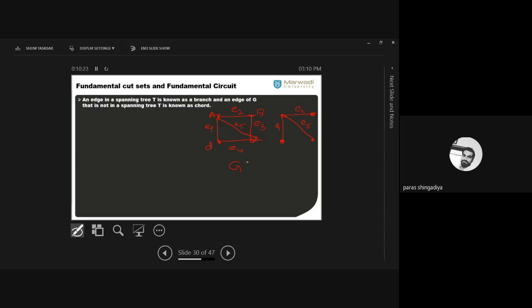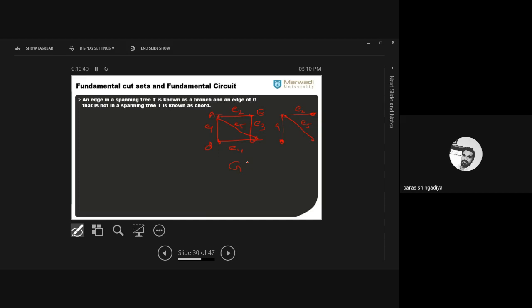Edges which are not included in a tree, but are part of the graph, are known as a chord. Clear? So which edges have we not included? E3 and E4. This edge I have not included here, and this edge I have not included here. So E3 and E4 are known as chords.